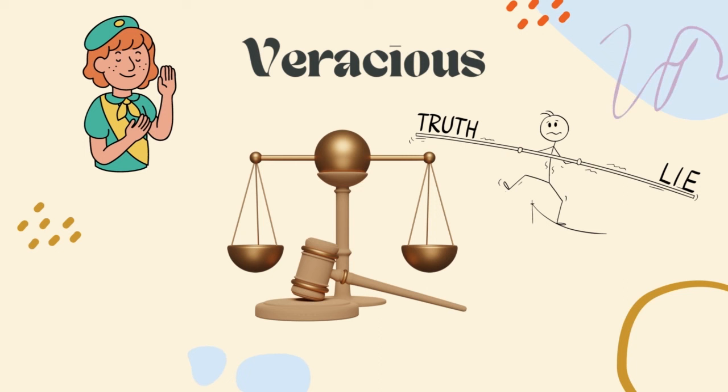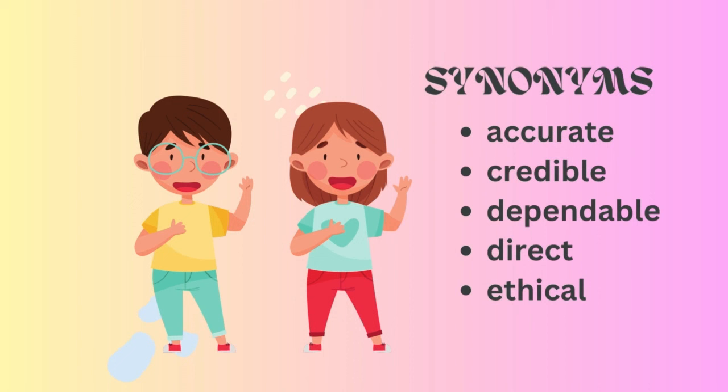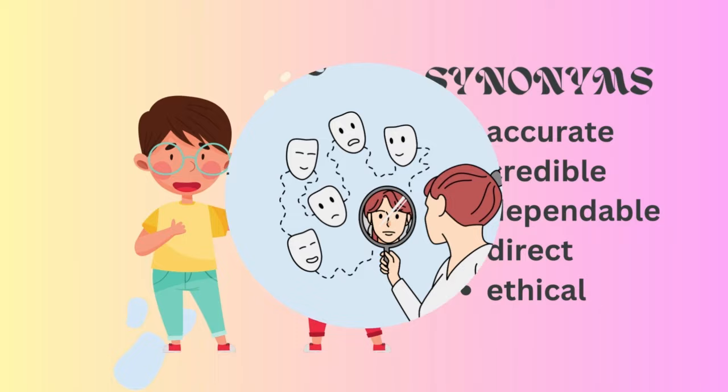Truthful, habitually speaking the truth. Synonyms: accurate, credible, dependable, direct, ethical. Antonyms: false, untrue.